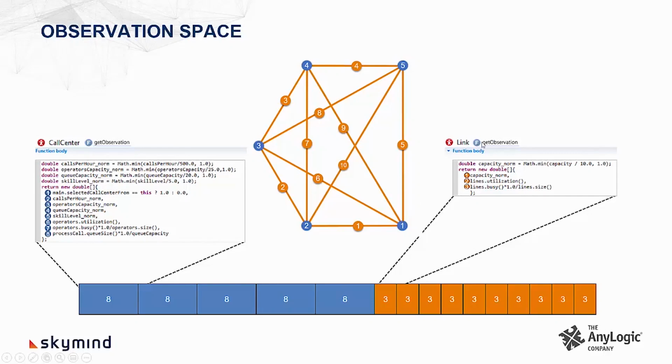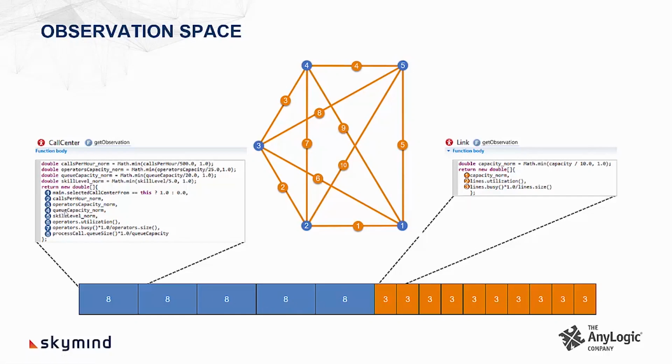The next one is a local get observation function inside each link. It is an array of 3 real numbers that specify the normalized capacity of the link, its mean utilization, and its current ratio of busy lines. So 3 numbers, we have 10 links, and because of that we will have 30 of these numbers, 3 for each link.